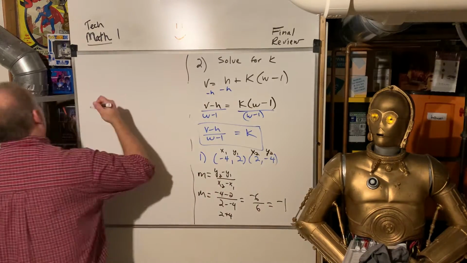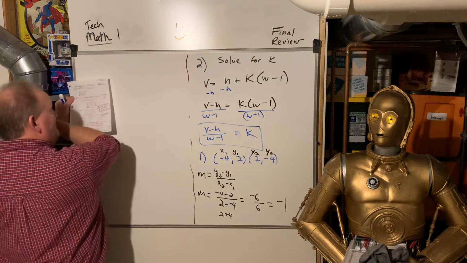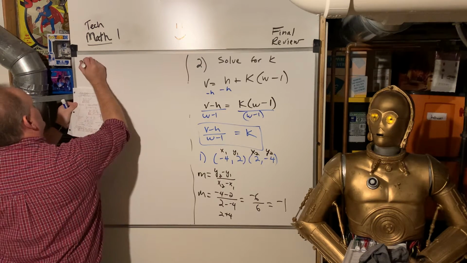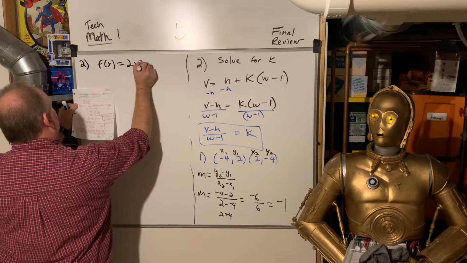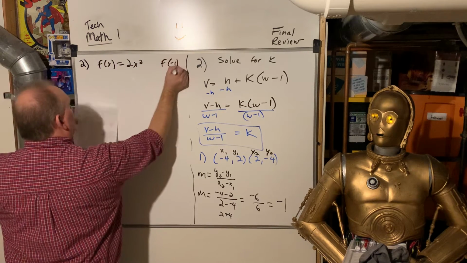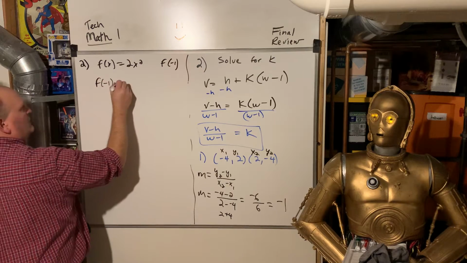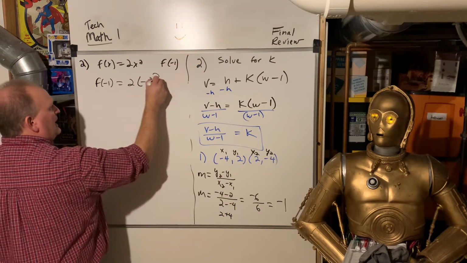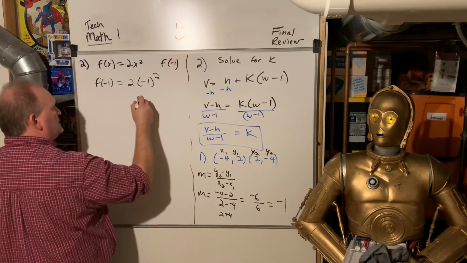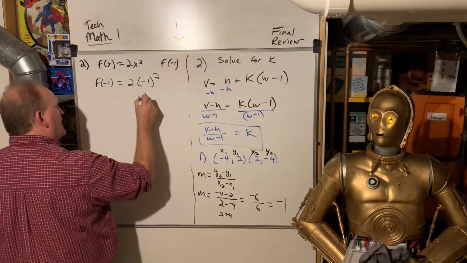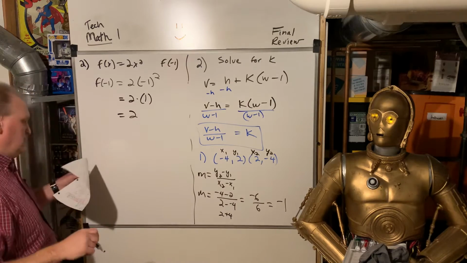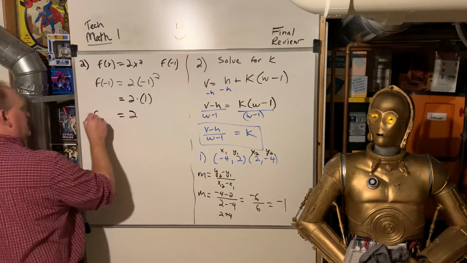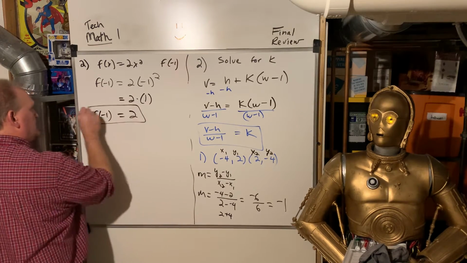Here we are. We got number 2, f of x is equal to 2x squared, and they said find f of negative 1. So that just means we're going to put in negative 1 anywhere where there's an x. And now order of operations, so exponents first. Negative 1 times negative 1 is positive 1 times 2. That's just 2. So f of negative 1 is 2.